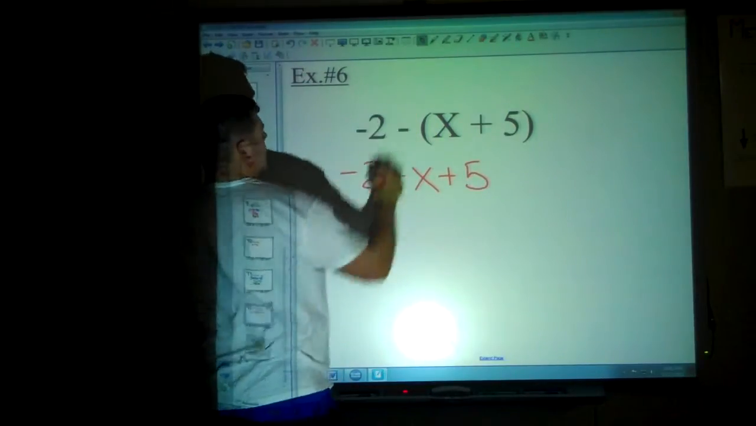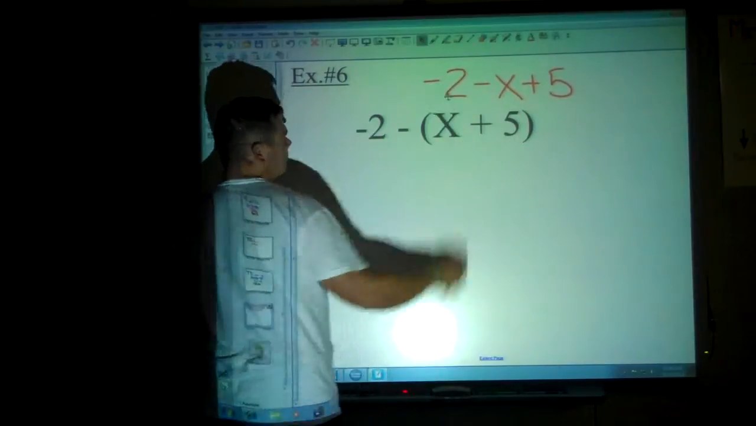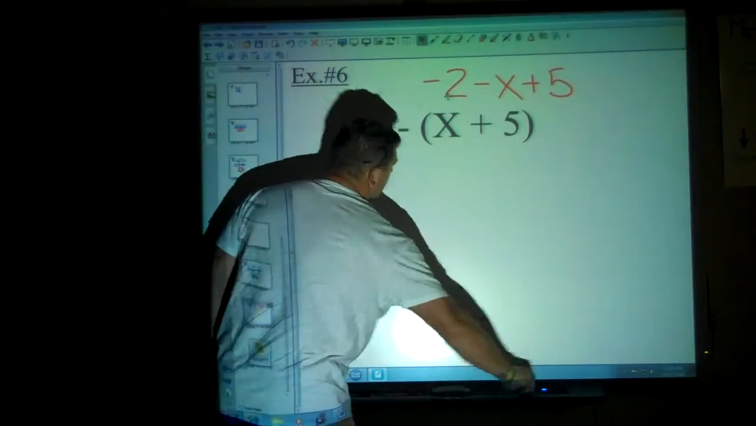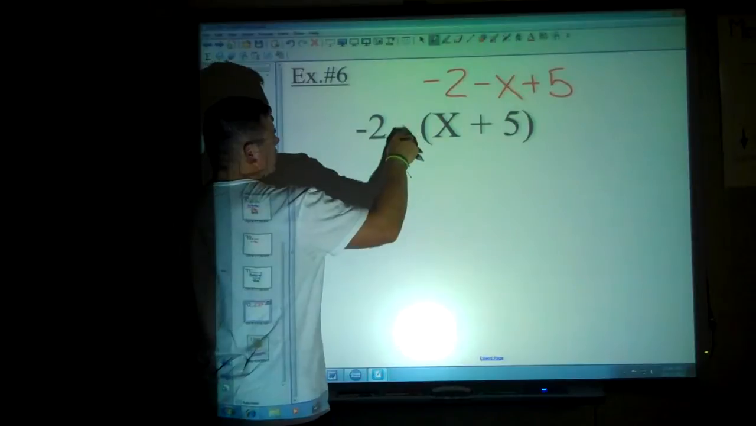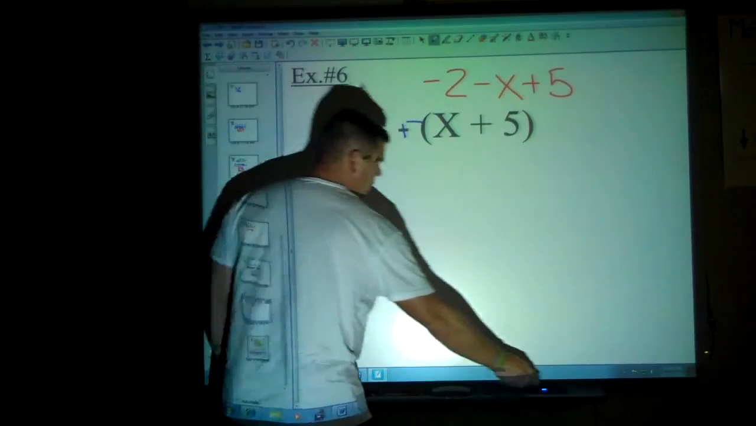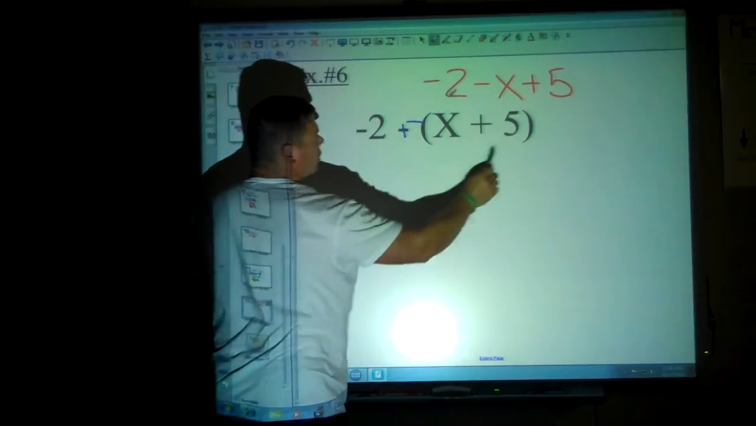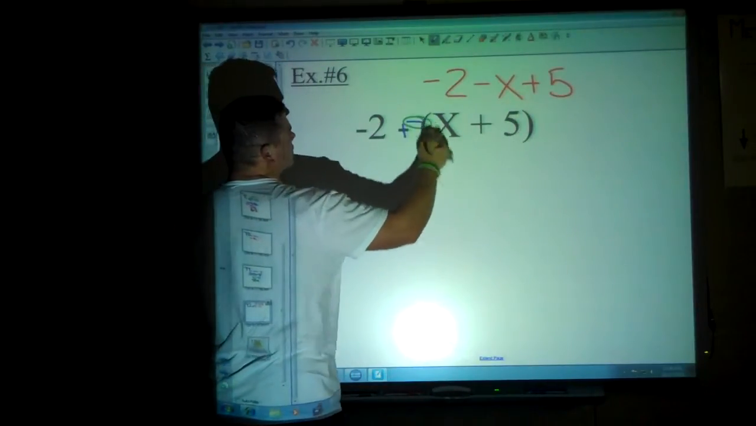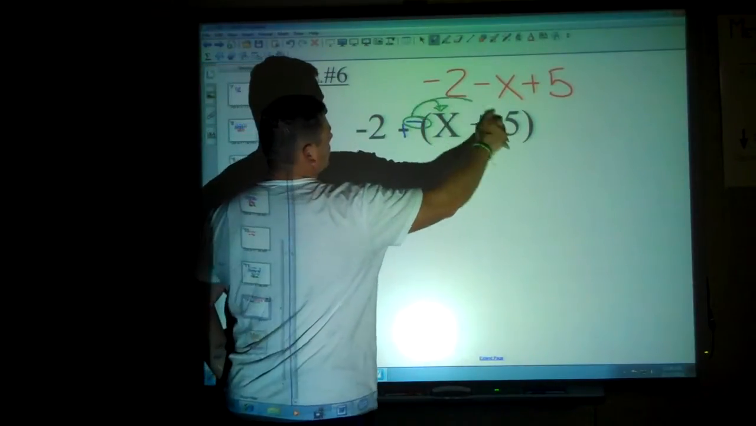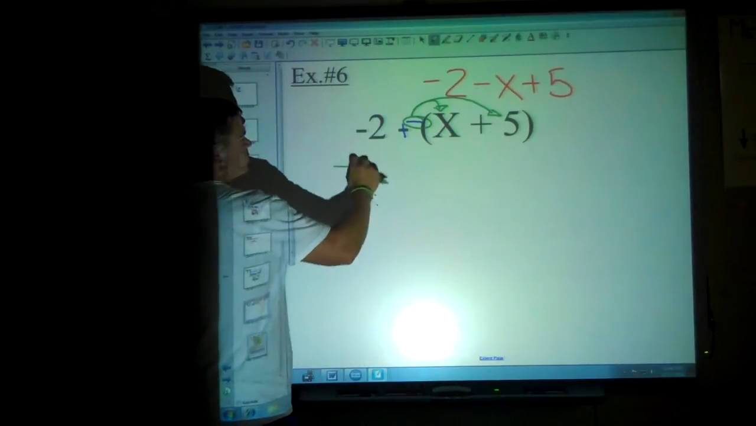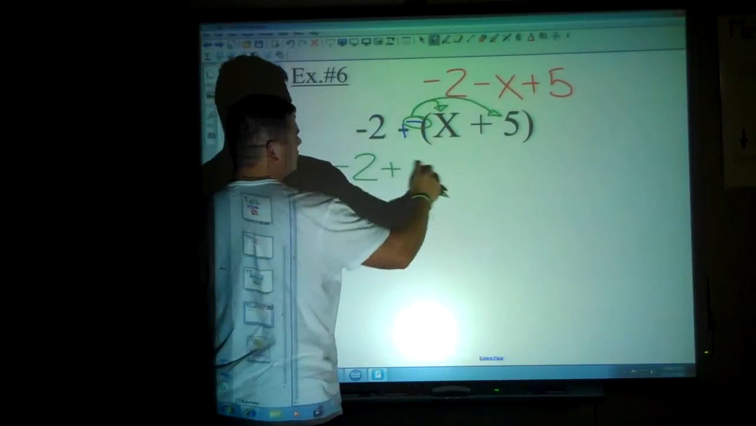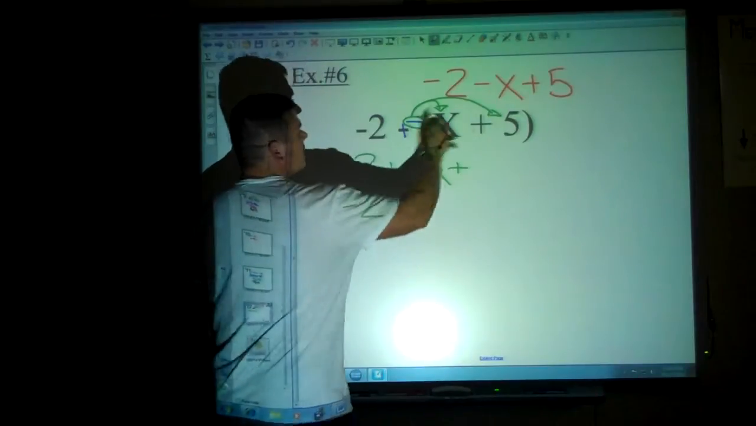I'm going to write this off to the side so we can compare what it looks like compared to what it should be. If we do what I suggest, which is to change this to plus the opposite, then I don't want just the opposite of x. I want the opposite of all of this, which means this negative sign needs to be distributed here and here, leaving us with negative 2 plus negative x plus negative 5.